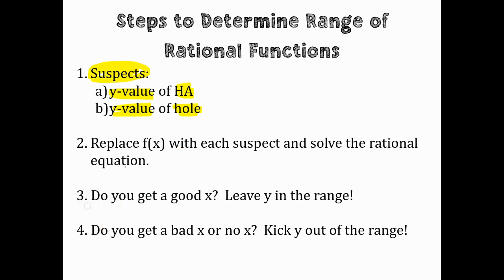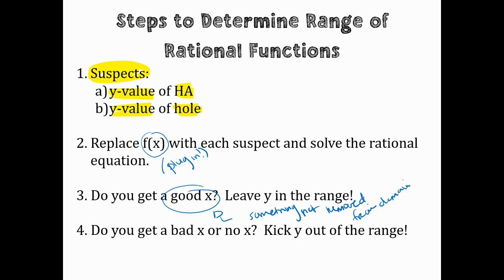Then what I did on that first problem is I replaced f of x. So this is plug in each suspect and solve the rational equation. Did you get a good x? Well, what's defined as a good x? Something not removed from the domain. If you already know that's a bad x, I had to kick it out. That was something that was divided by 0 at some point in the original equation.